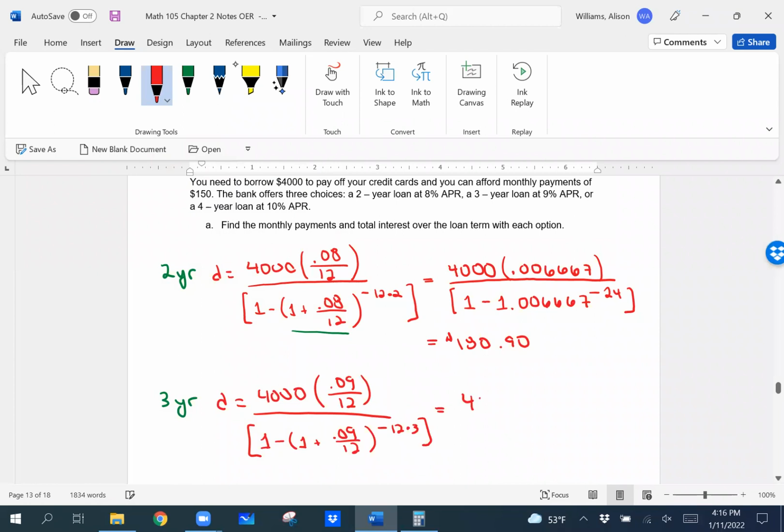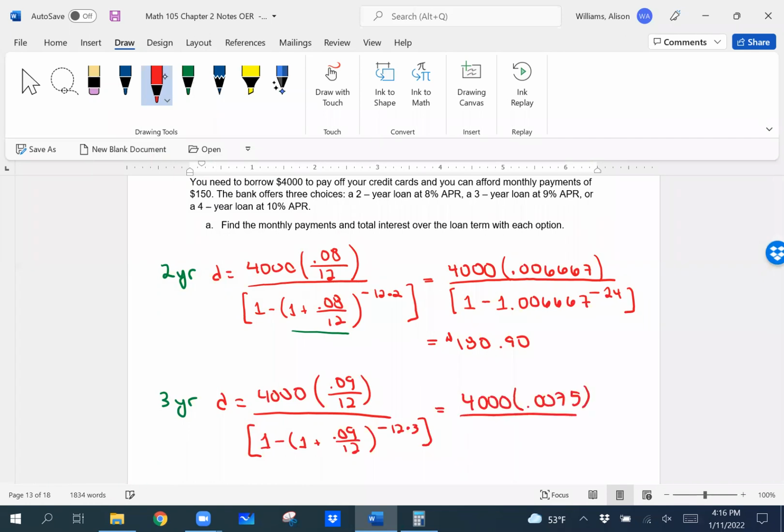All over 1 minus 1.0075 to the negative 36. Okay, so I'm not going to show you plugging this in the calculator. I already plugged this in, and then you can just check your answer. I got 127.20. Okay, so 3-year loan, that one could work.